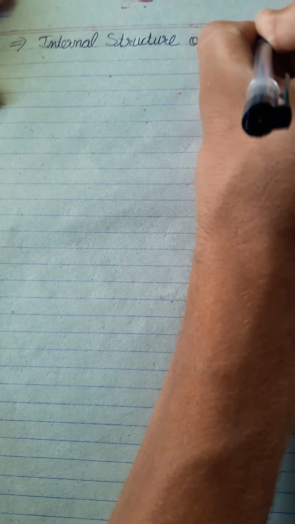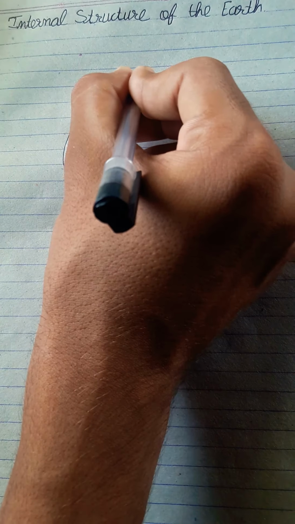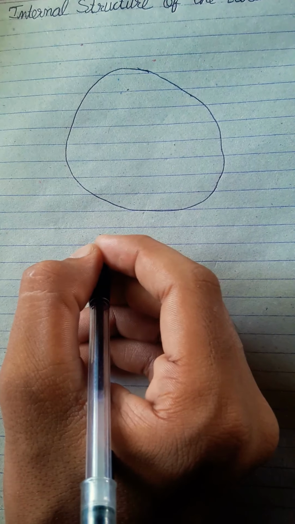So now we are going to learn about the internal structure of the earth. First, let's take this to be the earth. The earth is divided into layers.